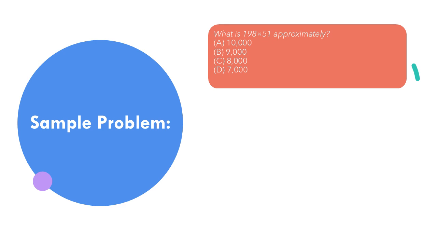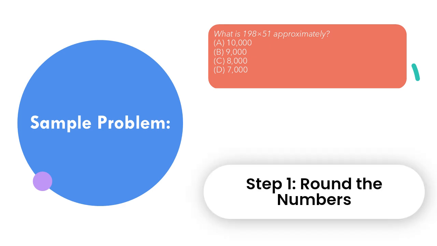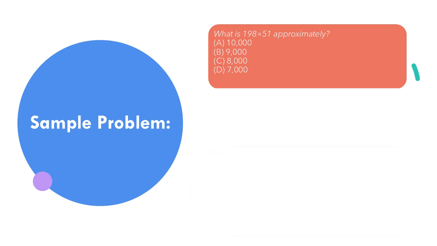All right, class. Let's use a smart estimation and approximation strategy to solve this multiplication problem quickly. No calculator needed. Example problem. What is 198 times 51 approximately? Step 1. Round the numbers. Instead of multiplying 198 by 51 directly, we round each number to something easier to work with.